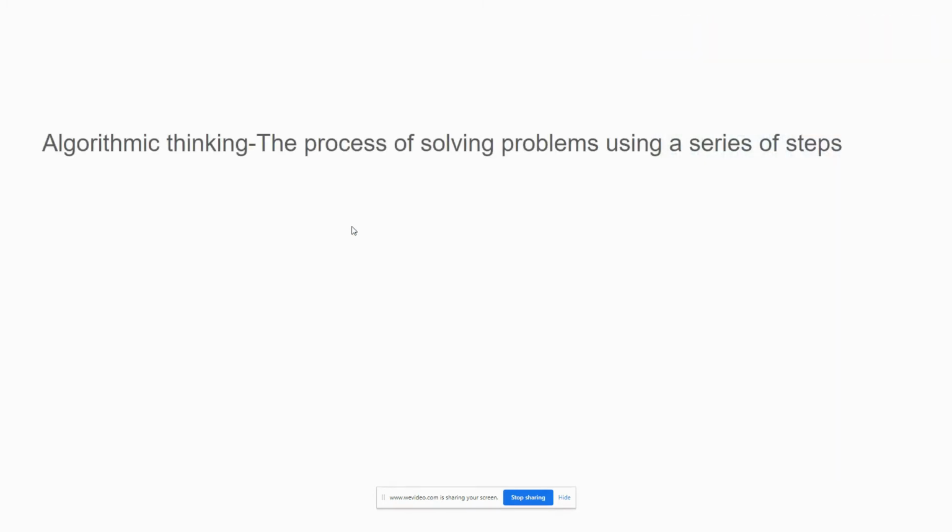Algorithmic thinking is the process of solving problems using a series of steps, or using an algorithm. So the example I like to give is if Netflix isn't working, that doesn't necessarily mean your computer is broken. If you get on your laptop and you try to go to Netflix and it doesn't work, that doesn't mean you should just throw your computer away. There's a series of steps that we follow in order to solve that problem.